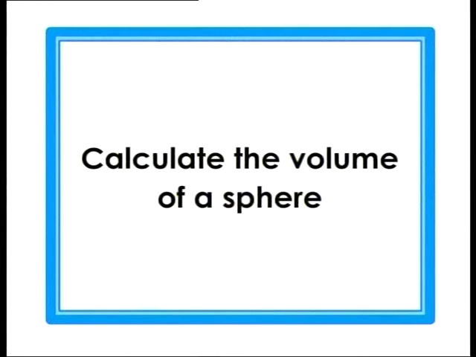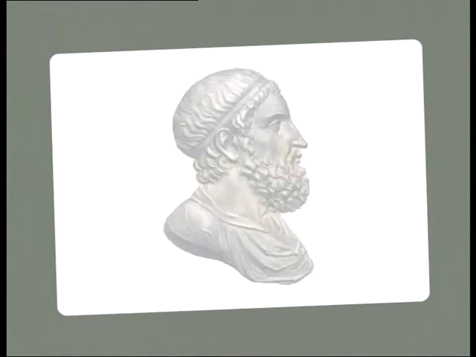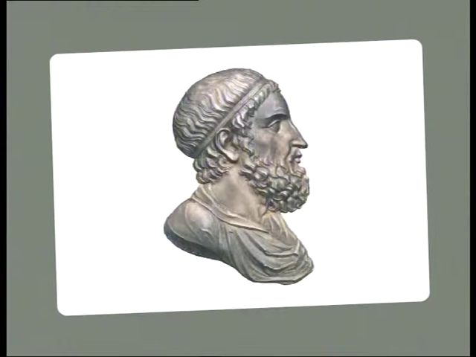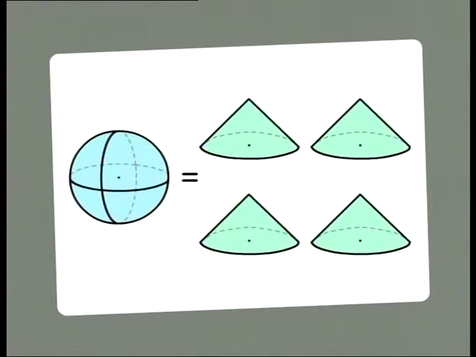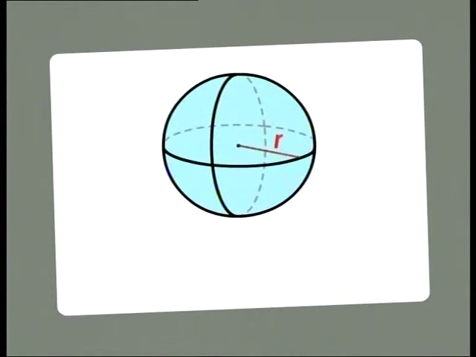Calculate the volume of a sphere. Archimedes, a famous mathematician, said that the volume of a sphere is 4 times the volume of a right cone that has the same height and base radius as the sphere. If R is the radius of a sphere, then its volume can be calculated by using the formula V equals 4 over 3 pi R cubed.